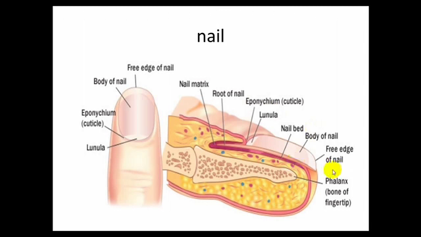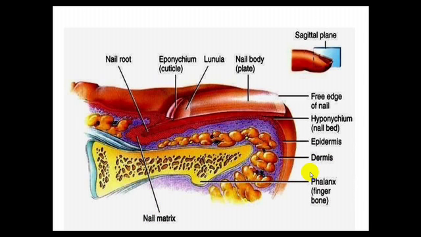While at the top, internal to this nail, it is called the hyponychium. Okay, as we see in this figure, this is the cuticle, or eponychium, at the fold, at the root of the nail, and from the internal side it is called the hyponychium.